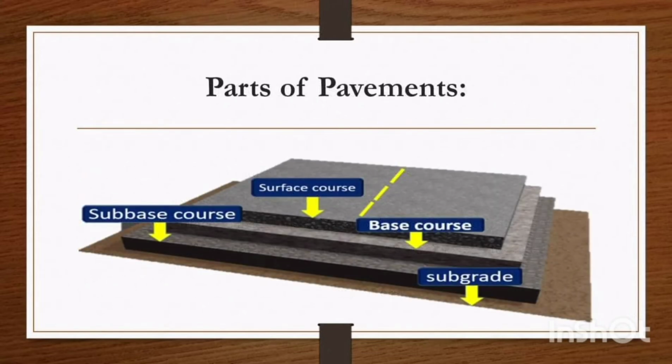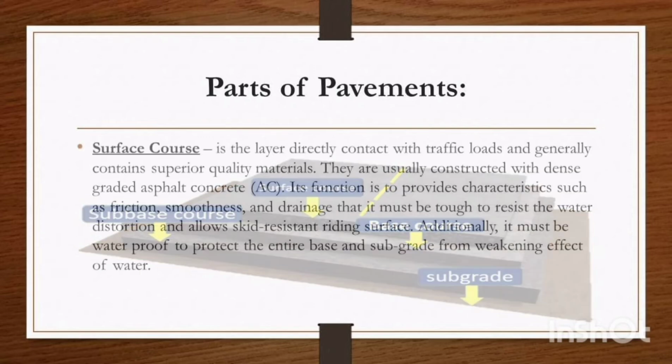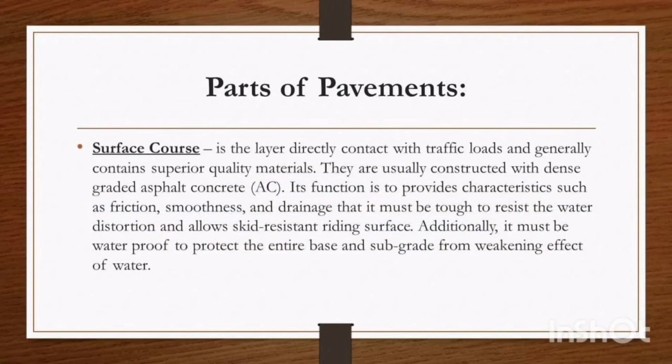Parts of pavements: first layer, the surface course; second layer, the base course; third layer, the sub-base course; and the fourth one is the subgrade, which is the topsoil. The parts of pavements and their definitions. The first one is the surface course. It is the layer in direct contact with traffic loads and generally contains superior quality materials.